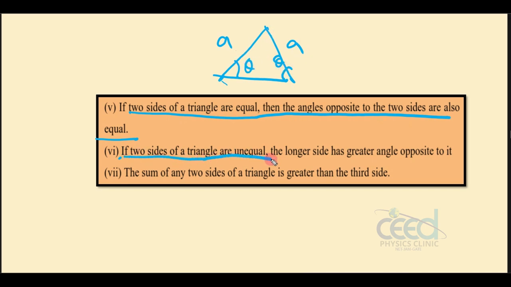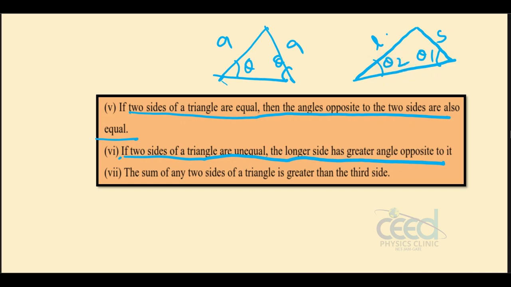If two sides of a triangle are unequal, the longer side has the greater angle opposite to it. Suppose this is the longer side and this is the shorter side. The angle opposite the longer side is theta 1, and the angle opposite the shorter side is theta 2. Theta 1 is greater than theta 2. This is another fact.